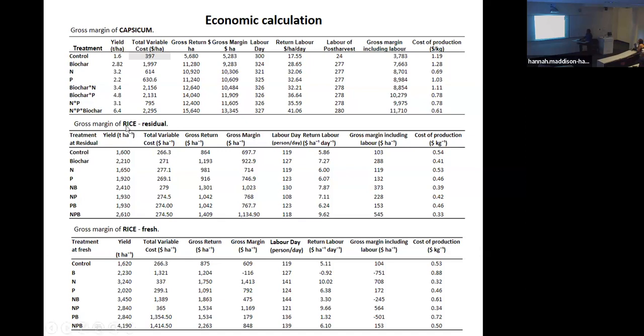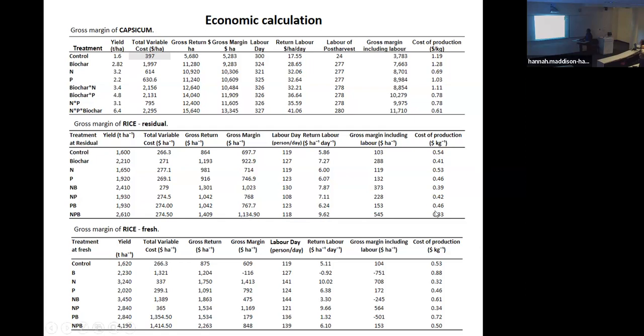This one is the gross margin for residual. So this money made here depends on here. Once we apply biochars fortified with the nitrogen and phosphorus, we make big money, about 545 American dollar with the gross margin including labor, or by gross margin 1,134 American dollar per hectare. So this one is big money. If compared to return labor per day, it's $9 per person per day, compared to $3 paid by government. So it's big money as well.